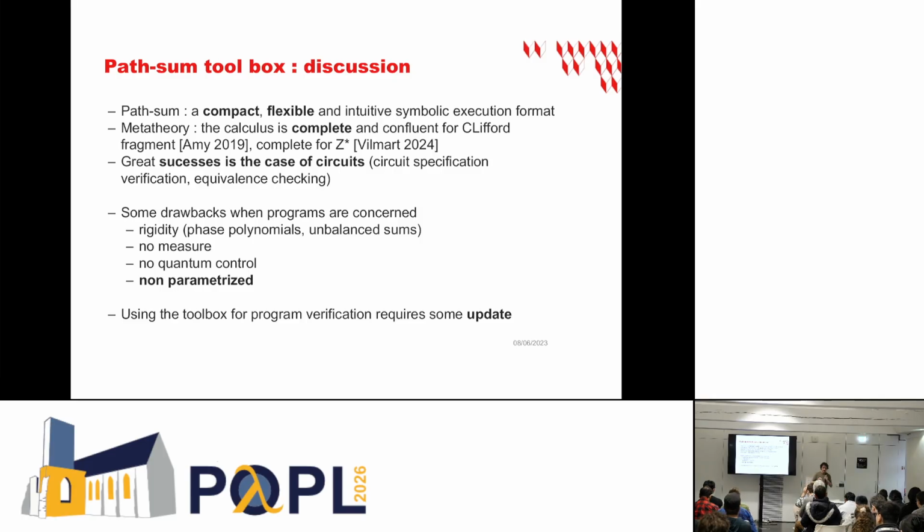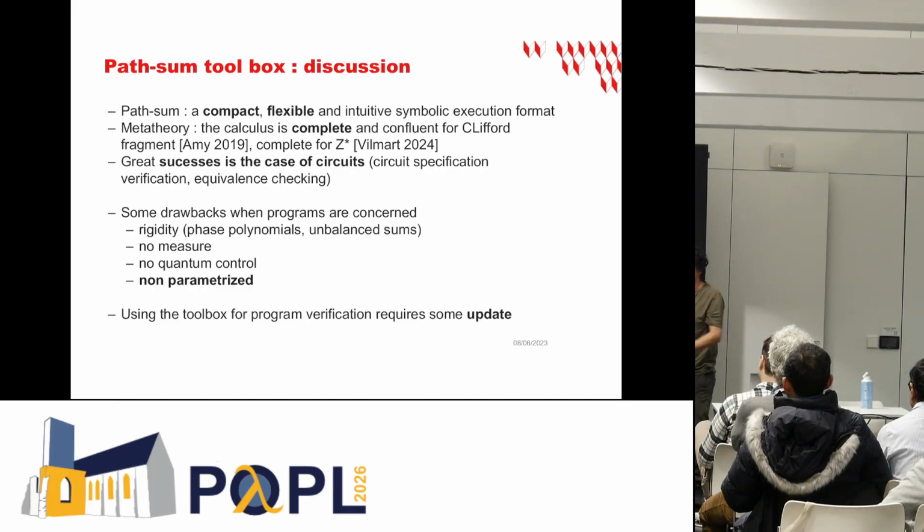So, as a conclusion about path sums, they are a compact, flexible, and intuitive symbolic execution format. There are also some good, interesting meta-theory results. The calculus is complete and confluent for Clifford, and it is still complete, while not confluent, when we take a universal fragment of the calculus. So the Z star here means the Clifford plus arbitrary Z rotation gates.